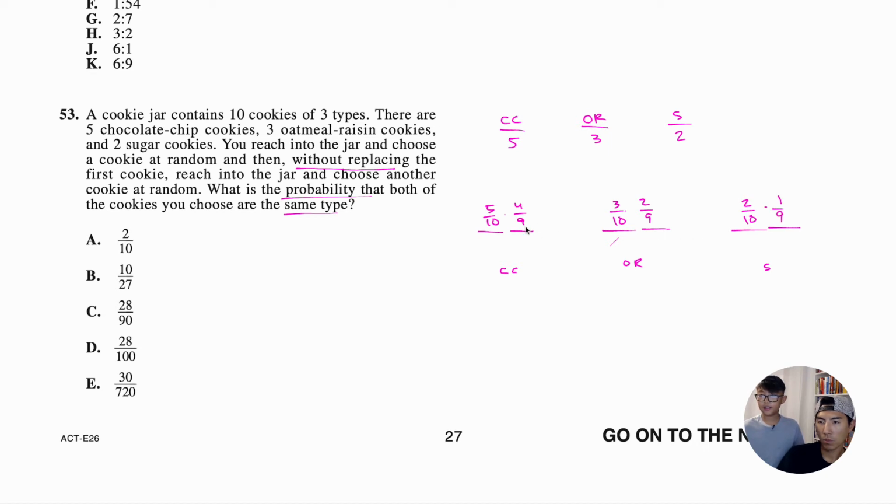Okay, so then we're going to calculate these and add them up. Let's just do them all out of 90. So that would be 20 out of 90, 6 out of 90, 2 out of 90. So if we add them all up, that's 28 out of 90. So is that what you did?